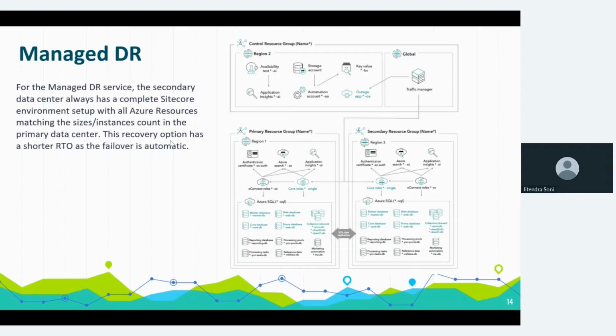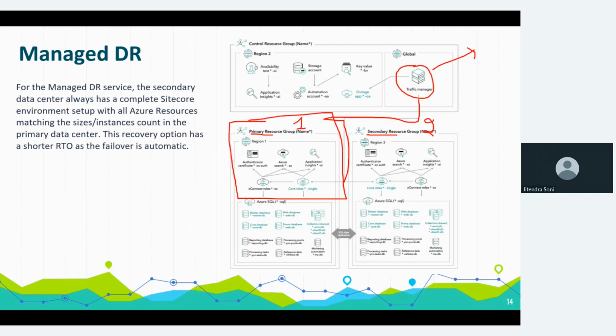But with the managed DR, you see there is a traffic manager which is serving the traffic, and it is pointing to two instances. So this is a primary and this is secondary. So the traffic manager will have the weightage. This will have one weightage and this will have two weightage. So by default, the traffic manager will always point to the one which is this resource set, and this SQL would have data replication in a different region, right?